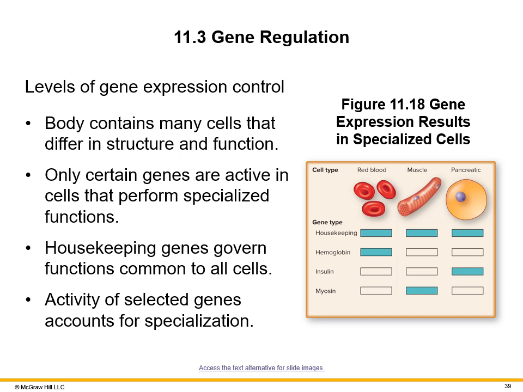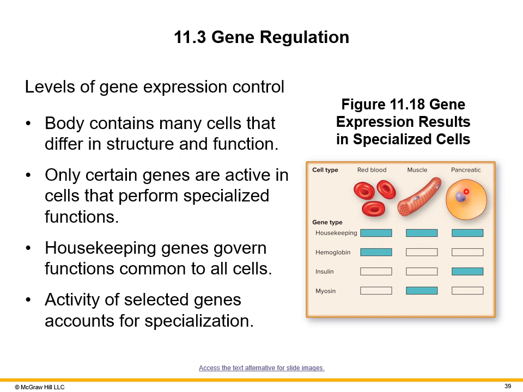So if you look at the diagram to your right, you have red blood cells, muscle cells, and pancreatic cells. All three cells are going to have housekeeping genes that are on, but only red blood cells have the hemoglobin gene turned on, which is the primary protein in red blood cells that carries oxygen.